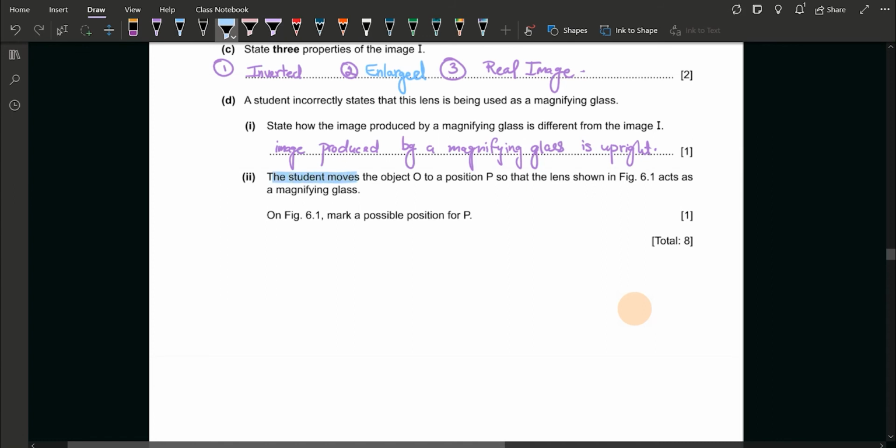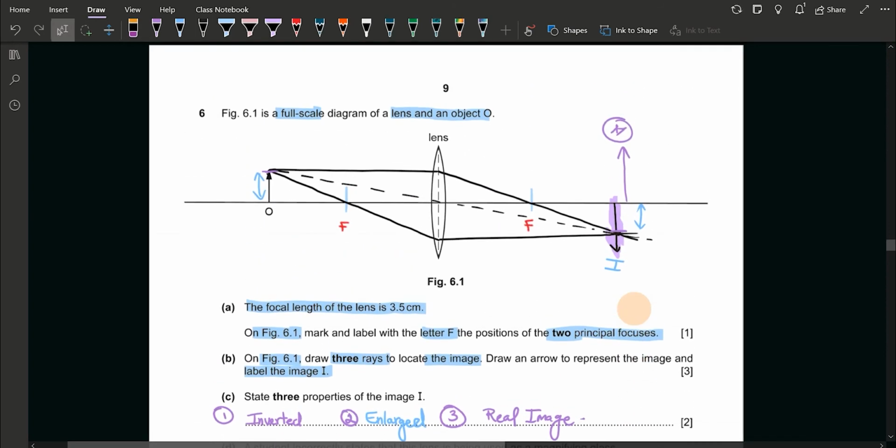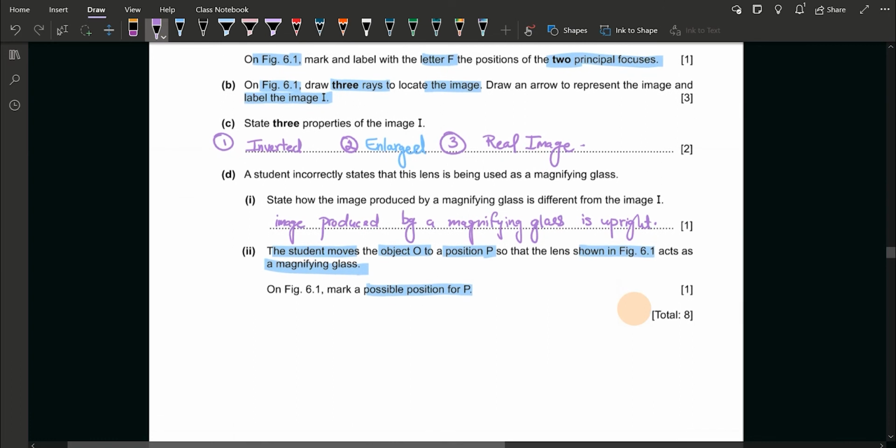Part 2 says a student moves the object O to position P so that the lens shown acts as a magnifying glass. Mark a possible position for P. For this lens to act as a magnifying glass, the object should be between the focal length and the lens. So we can just mark the position P here. If you learn the properties of a magnifying glass and lens, you know that the object should be between the focal length and the lens for the lens to act as a magnifying glass. And we are done with question number 6.